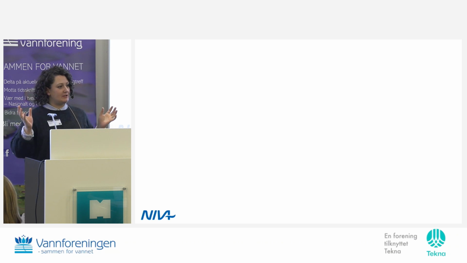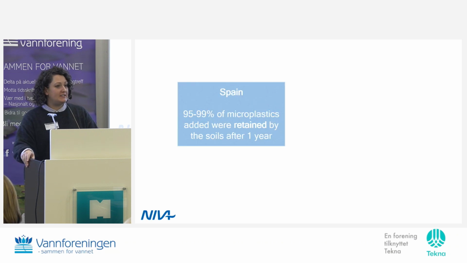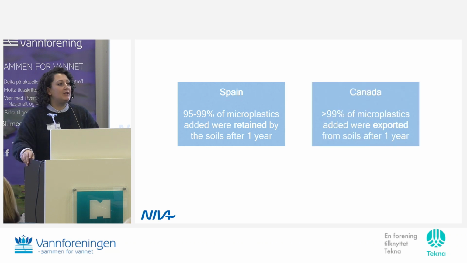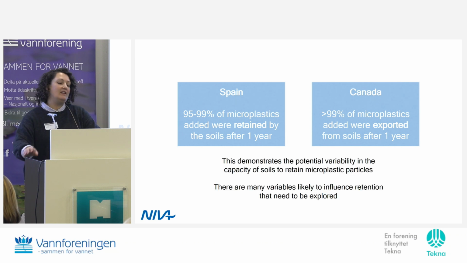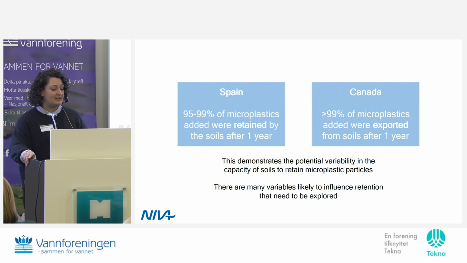If we scale these results up, so what's actually lost from these total runoff plots or these total fields over the course of 1 year, we found that in the Spanish case study, up to 99% of the microplastics that we added in the sewage sludge were retained by these soils after the 1 year duration. In contrast, just over 99% of the microplastics in the Canadian case study were exported from the fields over the same time period. So this shines a light on the potential variability in the capacity of soils to retain microplastic particles.